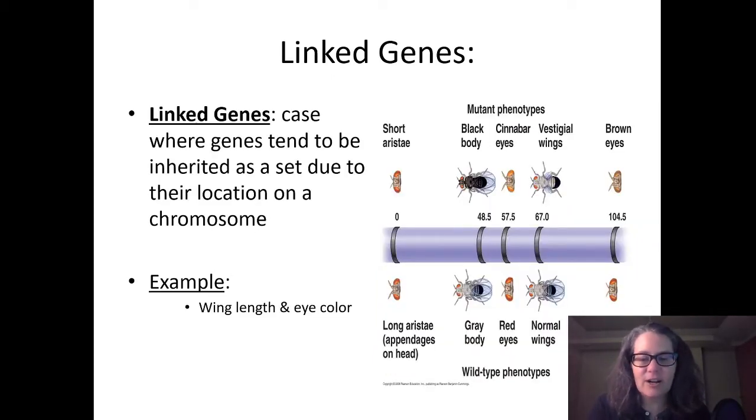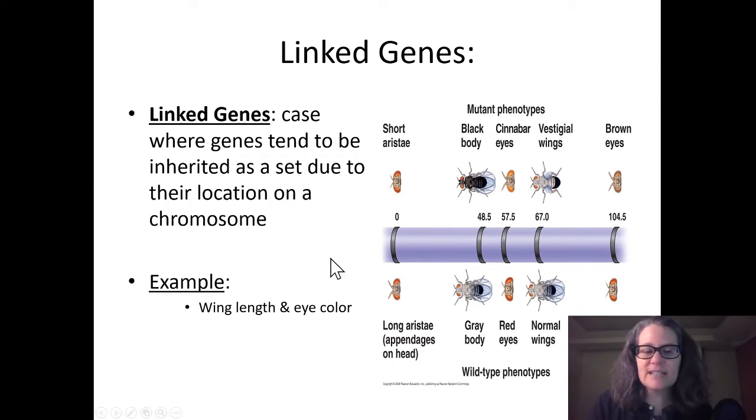Linked genes are my second example for this part 2. Linked genes are the case where genes tend to be inherited as sets due to their locations on chromosomes. The closer you are stacked on a chromosome, the less likely you are to actually cross over and complete that crossing over process in prophase 1 of meiosis.